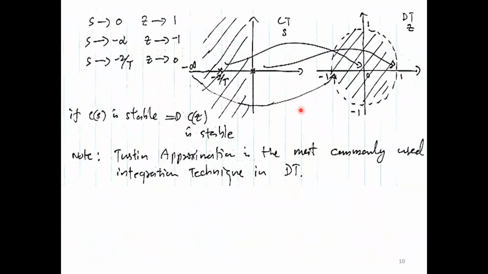So it's a much better mapping. You can see it over here. As S goes to 0, Z goes to 1. This point is mapped onto here. S goes to infinity, Z goes to minus 1. Perfect, right? And if you put any other thing, S goes to minus 2 over T, something like that, Z goes to 0. So over here. So you are mapping the entire negative S-plane onto the unit circle. So therefore, this is not only stable, but it's much more accurate than forward difference or backward difference methods.